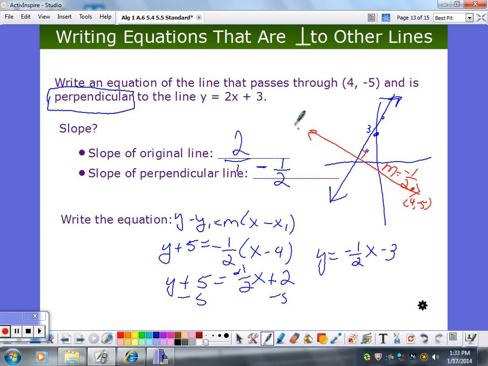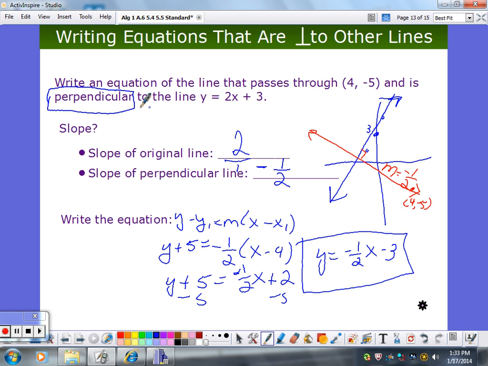Do I have a negative reciprocal slope? Yes. If I plug this point in, if I plug 4 in, will I get negative 5? Well, negative half of 4 is what? Negative 2. Negative 2 minus 3, negative 5. So I know I have the right graph.